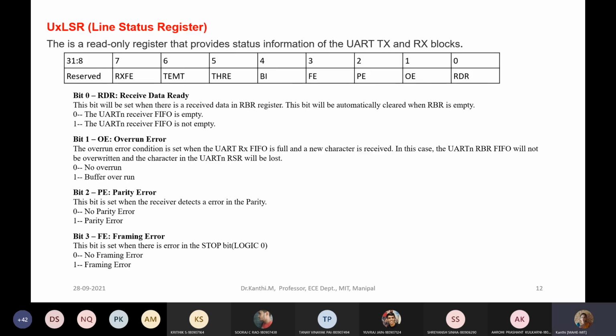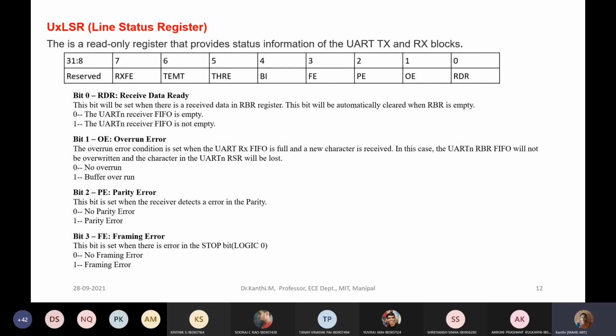I'll stop here. Maybe we can continue in the next class, because otherwise it is so theory, I just have to go on. Maybe in the next class I'll start with the 2-3 registers, and we shall see how we are going to configure the UART.